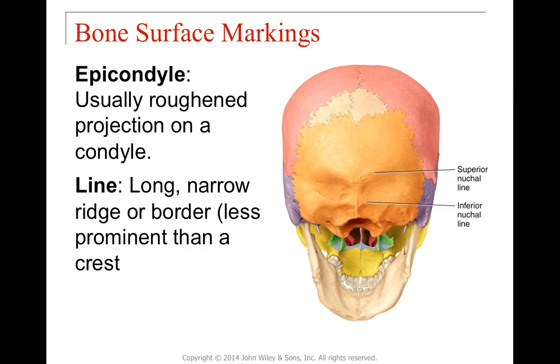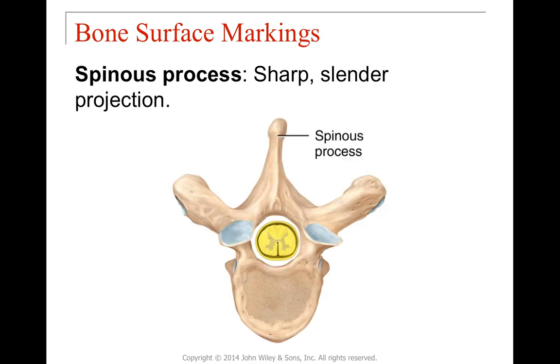All right, as I mentioned, an epicondyle is a region of a condyle that projects outward. So an epicondyle would be a roughed region on a normally smooth projection of it, which would be like a condyle. And then here is a line. This is the nuchal line. If you reach back to the back of your skull, you can feel it. We have a superior and an inferior nuchal line. And it's basically just a ridge or border. It's going to be similar to a crest, but less prominent.